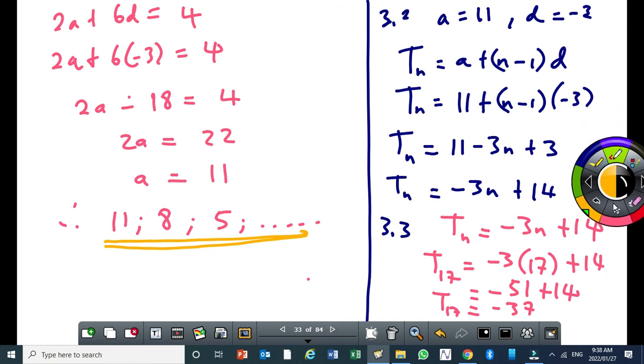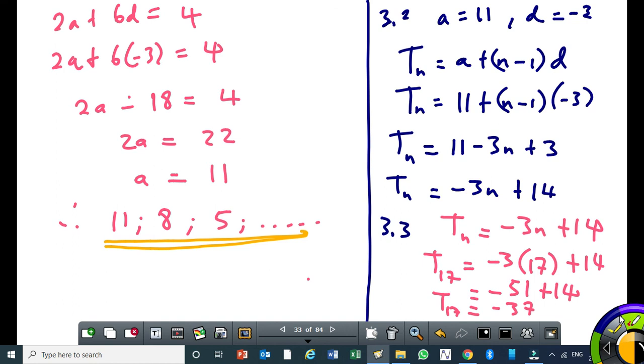Then 3.2, we need to find the general term. Again, that's grade 11. So Tn equal to 8 plus n minus 1 times d, you substitute, you simplify, you get Tn equal to minus 3n plus 14. Okay, so this is the general term. If you did the question, your Tn is equal to minus 3n plus 14.